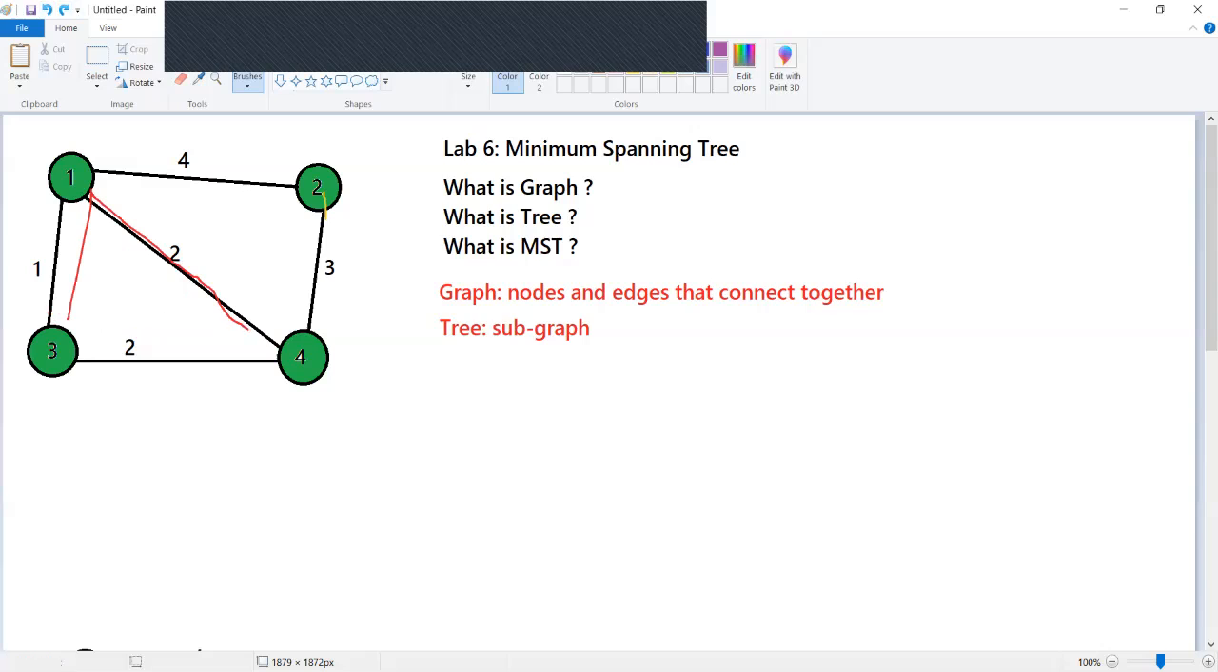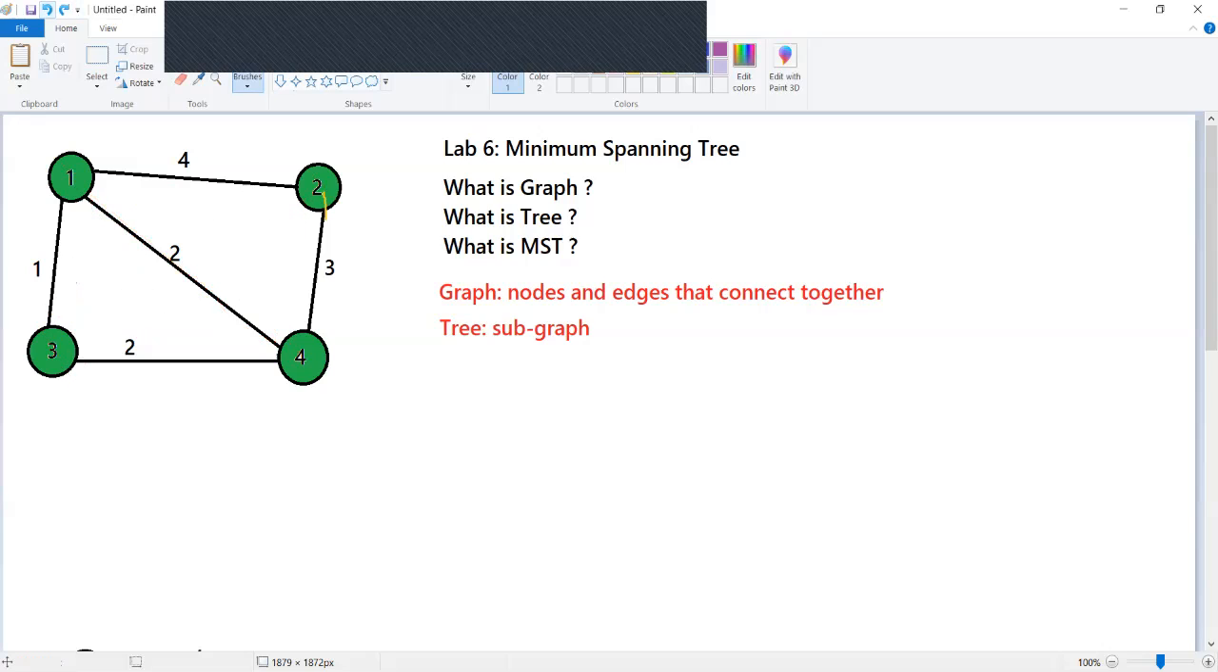So this one is a good candidate because it goes over all the nodes in the graph: 1, 2, 3, 4. The graph has 4 nodes, and it goes over 4 nodes. That's good. And also you don't see any cycle. It's going in one straight line. You see, there's nothing looking back. So it fits. And also it's a subgraph.